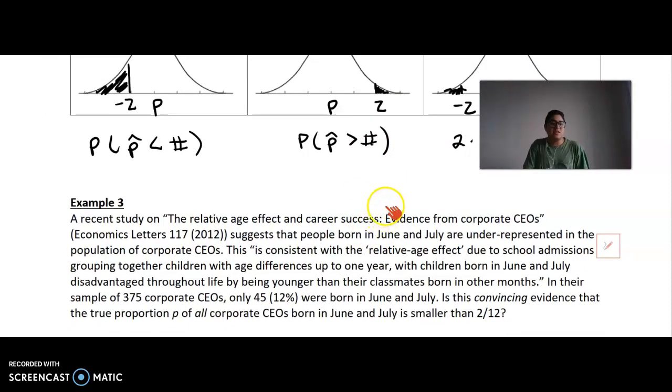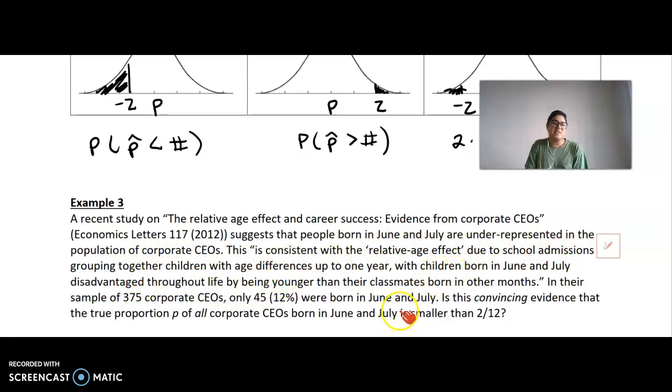So we've got the following here. A recent study on the relative age effect and career success suggests that people born in June and July are underrepresented in the population of corporate CEOs. This is consistent with the relative age effect due to school admissions grouping together children with age differences up to 1 year, right? If your birthday's not in June or July or August, you have to wait till the next school year to get in. Well, we believe that this leads to a disadvantage since they're going to be younger than their classmates born in other months. Now, in the sample of 375 corporate CEOs, only 45 or 12% were born in June and July.